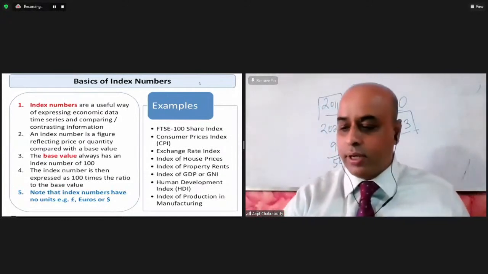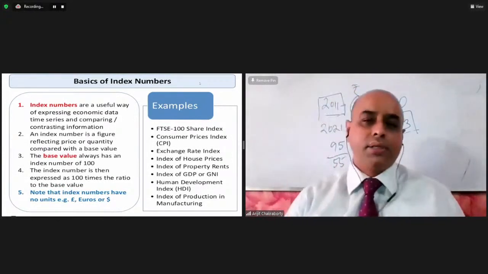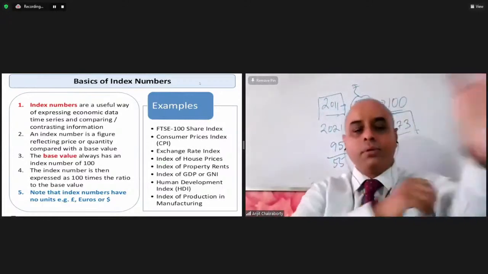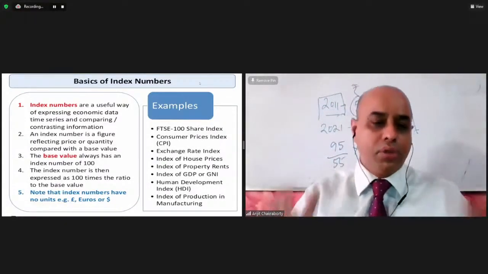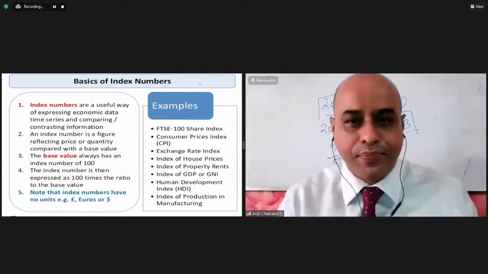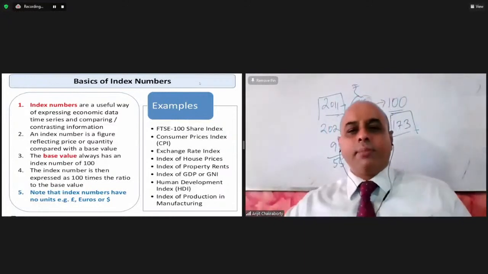Please note the last point. Index numbers have no units. So no dollar sign, no euro, no INR, nothing. Now there are different types of examples.